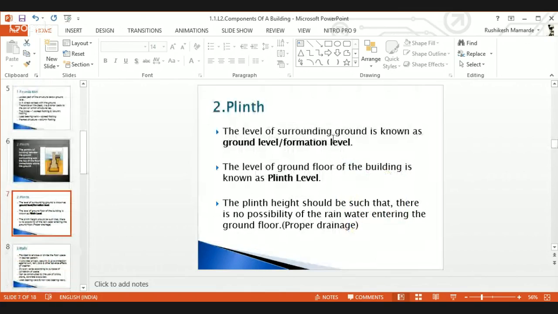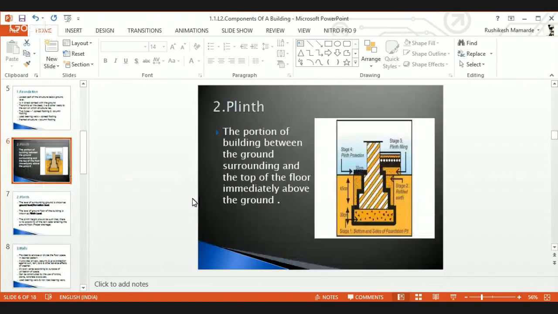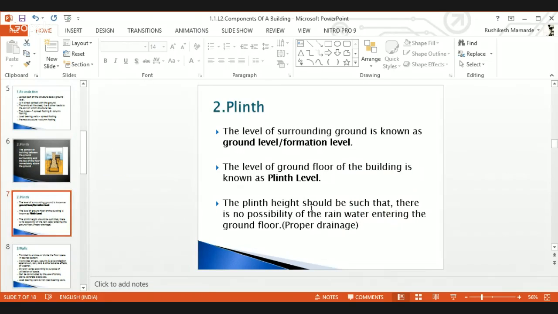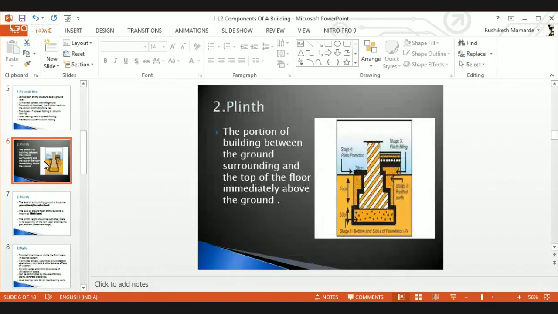So the level of surrounding ground is known as ground level or formation level. You see, here is the level of surrounding ground, the ground which surrounds the structure. That is known as ground level or formation level, and the level of the ground floor of the building is known as plinth level.